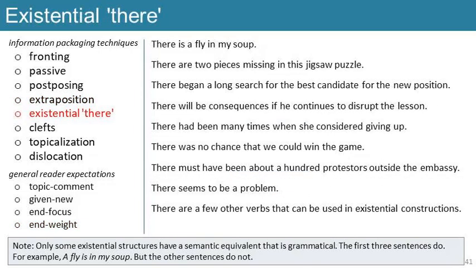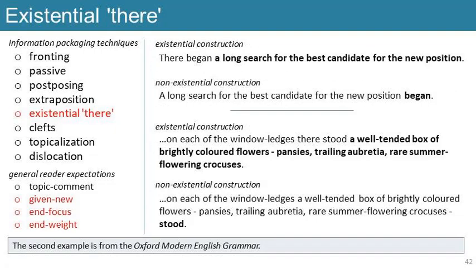The next information packaging technique is what grammarians call the existential there. Most commonly, there is followed by the verb to be in one of its forms. For example, "There's a fly in my soup," and "There will be consequences." But there are a few other verbs that can be used in this construction. Seems in "There seems to be a problem" is one such example. Writers choose the existential there, or prefer it to the non-existential equivalent if there is one, since it complies with the given-new, end weight and end focus principles.